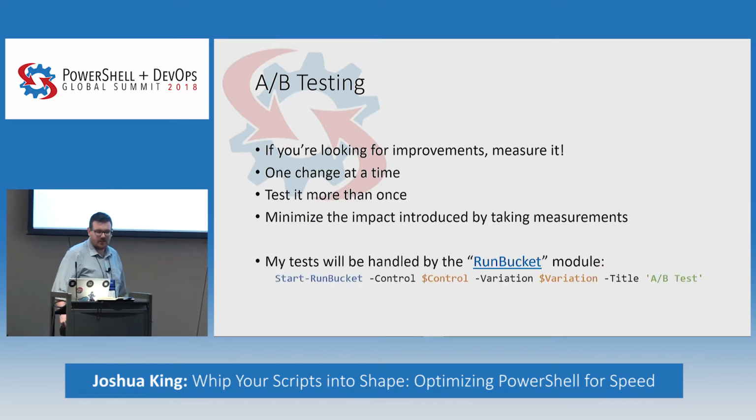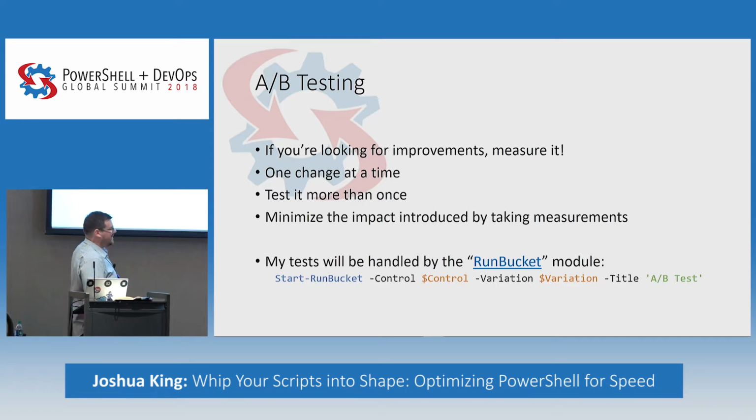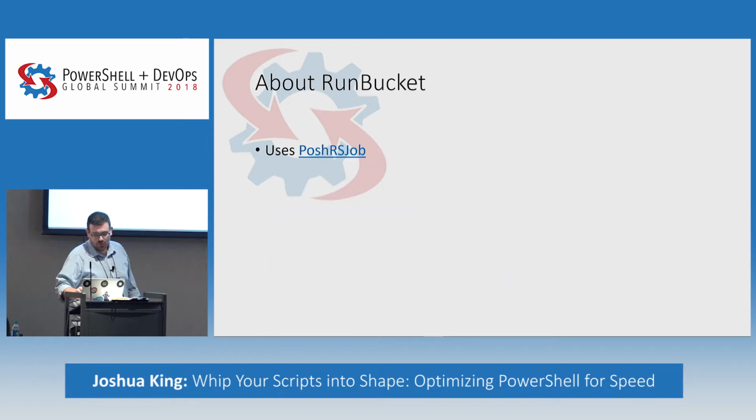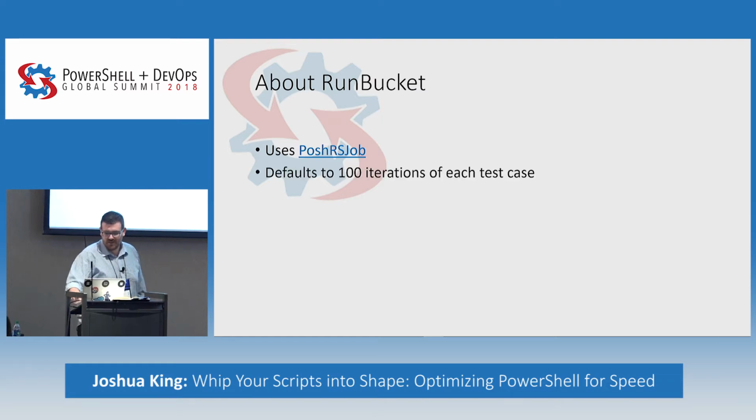So my tests are going to be run through a run bucket module, and the next couple of slides are going to call out a couple of different modules, so I apologize for it sounding a bit like an advertisement. Like I said, we're going to have a control, which is a script block, and a variation, which is a script block, and it's going to do its thing. It's using Posh RSJob behind the scenes, and it's running each of those controls and variants 100 times each, unless the example shows something else, which is generally done because those test cases took way too long for us to sit here for 100 iterations.